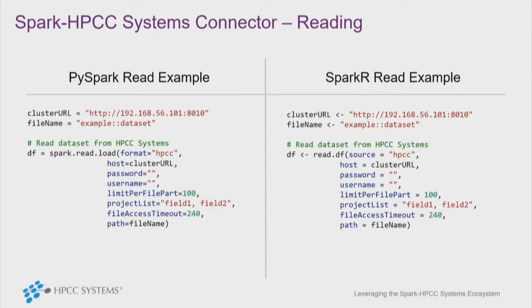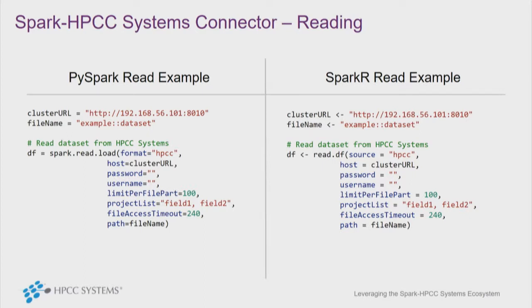So to start at the top here, we basically got our cluster URL. And this is actually my local virtual machine, which the demo you're about to see is all done on. And basically, this is the same URL that you get for ECL Watch. And then I'm reading a file, this example data set, so that's my file name. And then to read a data frame, so the DF is our data frame, we're saying spark.read.load with format HPCC, that's just making sure that it's going to read our data. We're going to give it our cluster URL for our host, username and password. These two are important. I'll get back to that in a little bit further in the presentation.